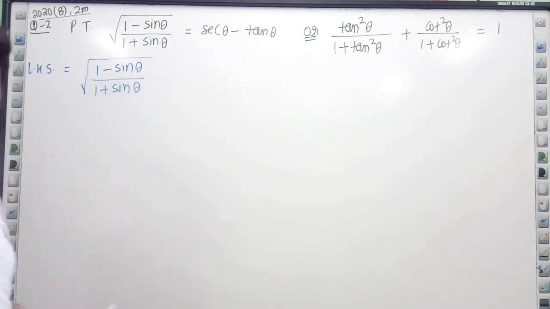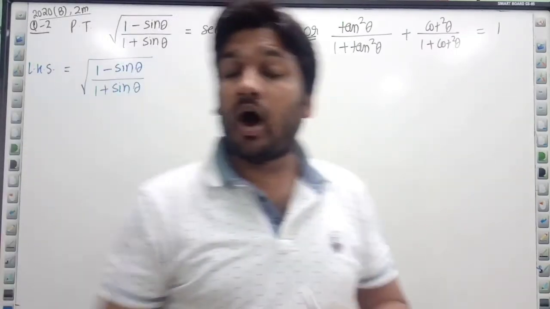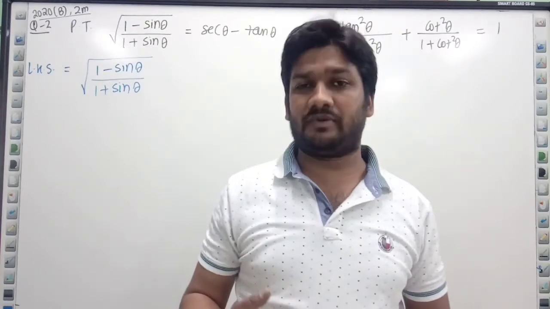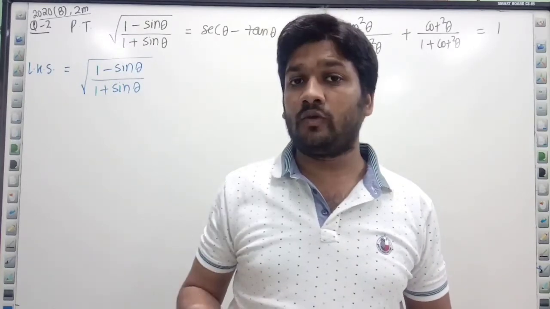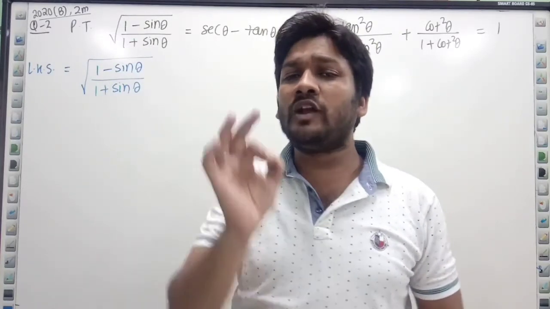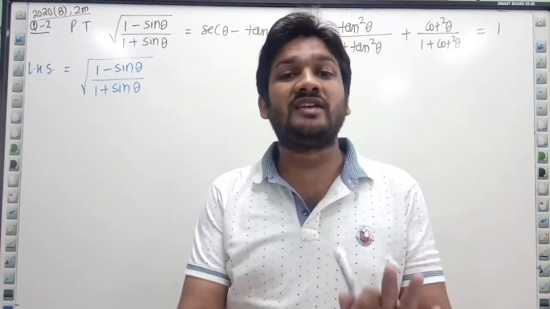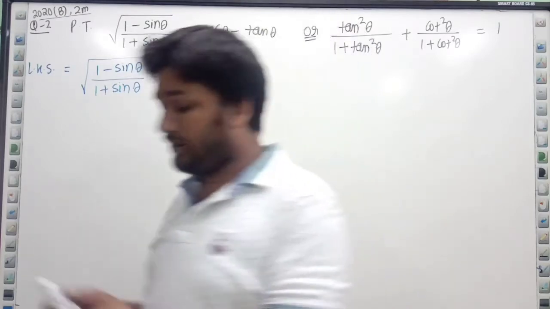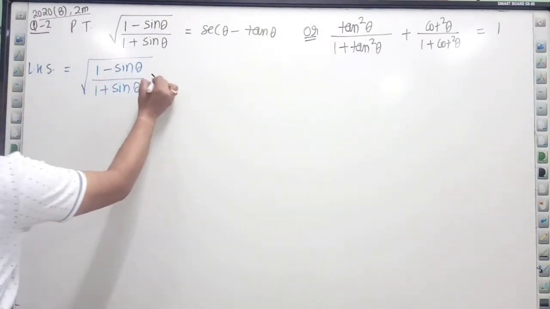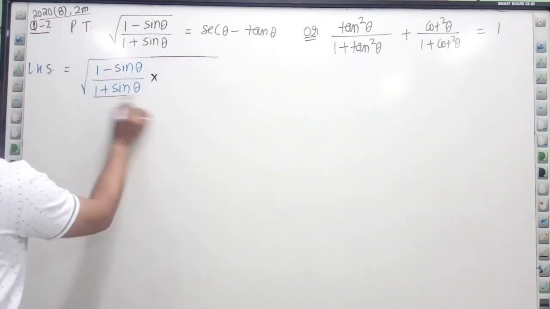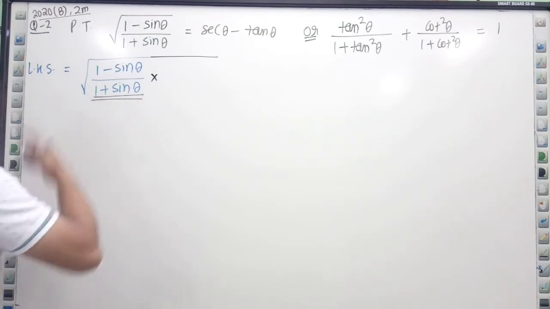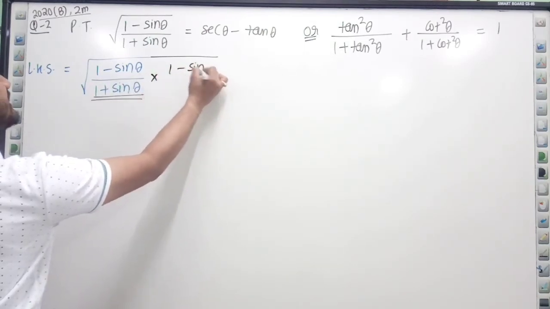Now the question is, it is not about the solution. How to do the first step? How to solve the question? What should come to my mind? Whenever a root is there, always think of rationalizing the denominator. So what I am doing here, I am rationalizing the denominator. The denominator is 1 plus sin theta, and the rationalizing factor is 1 minus sin theta.